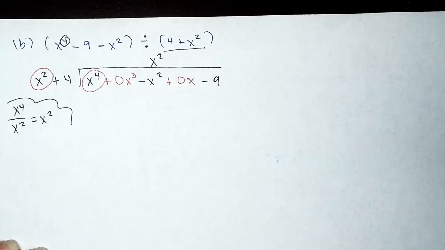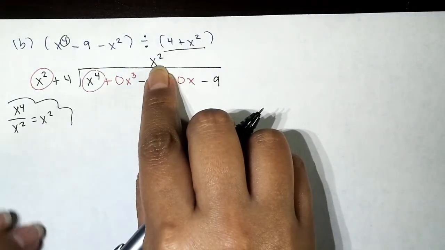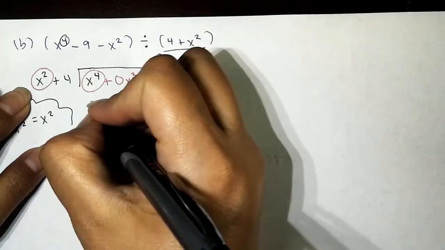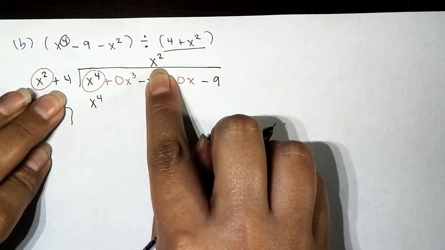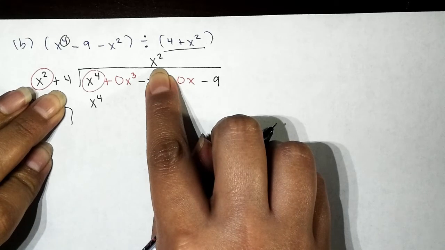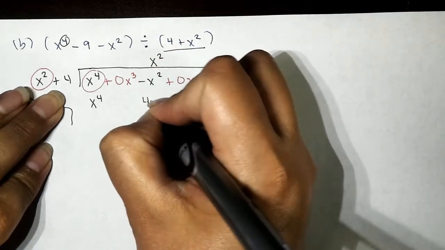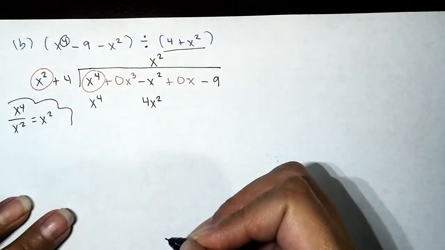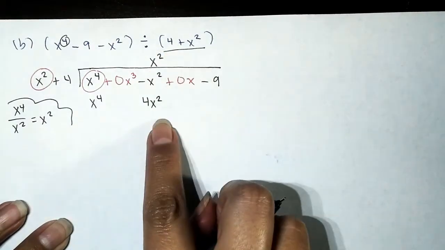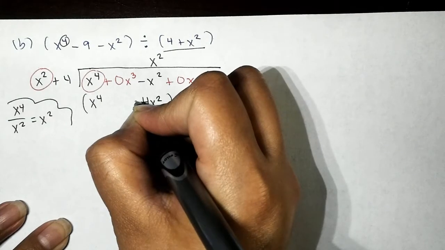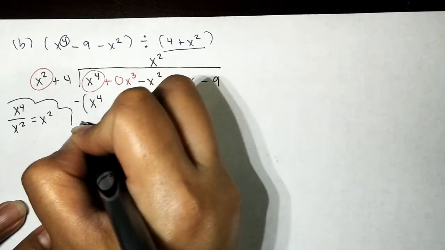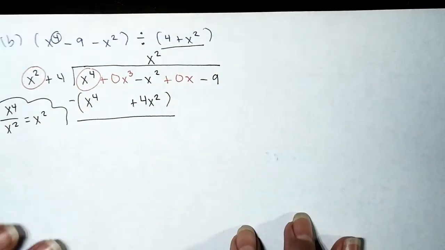Let's go ahead and multiply. x squared times x squared will give us x to the 4th. x squared times 4 will give us 4x squared. Please line it up. Steps to long division. Divide, multiply, and then subtract. Let me put a plus sign. Use the notation of your choice to show the subtraction, okay?